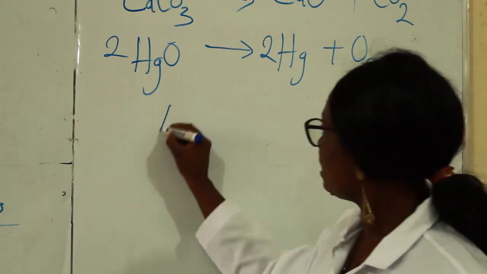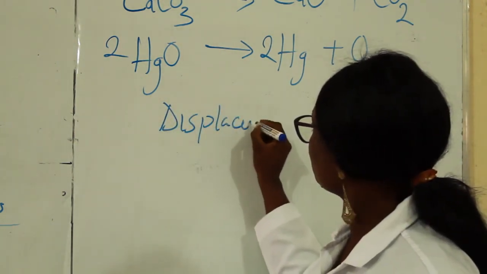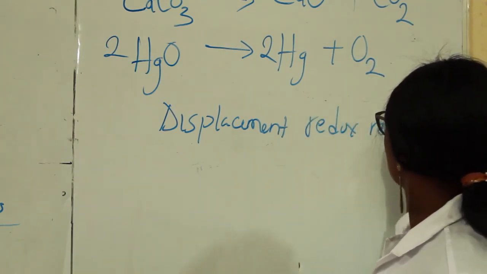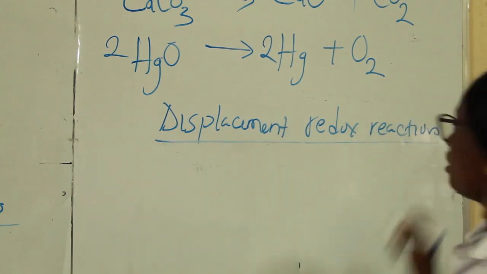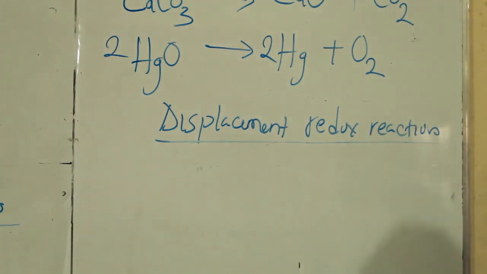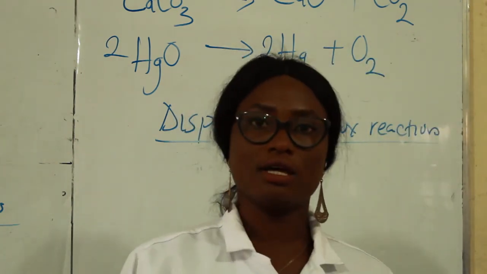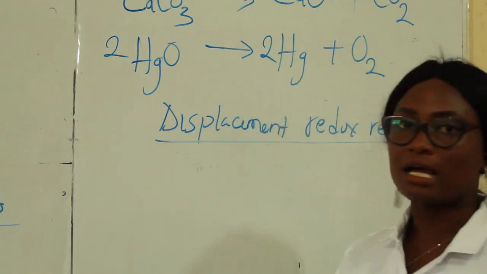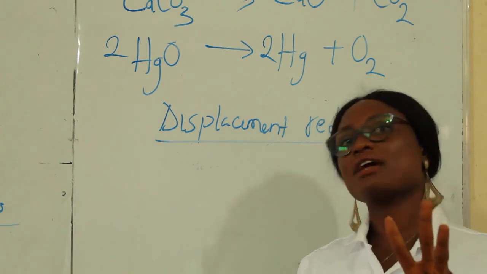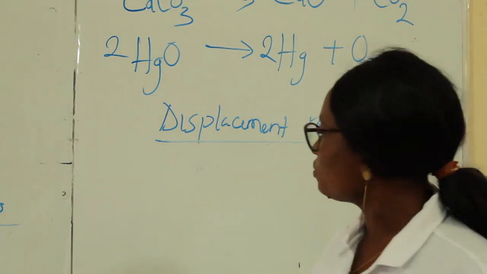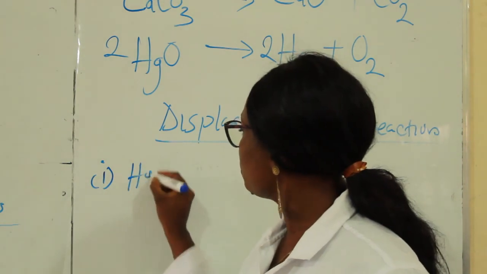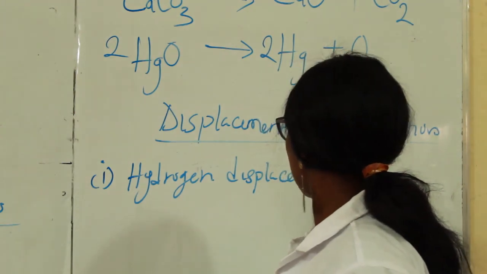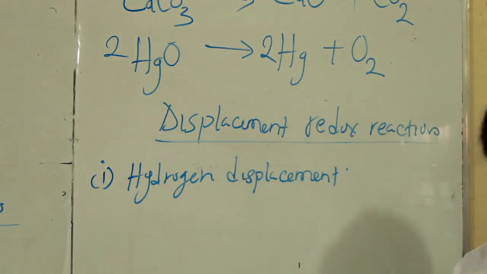Now the last one, displacement redox reaction. Okay, displacement from the board. What happens? One element displaces another. So it's like changing; one will remove one. So we're going to be looking at 3 different displacement reactions under here. The first one is hydrogen displacement.